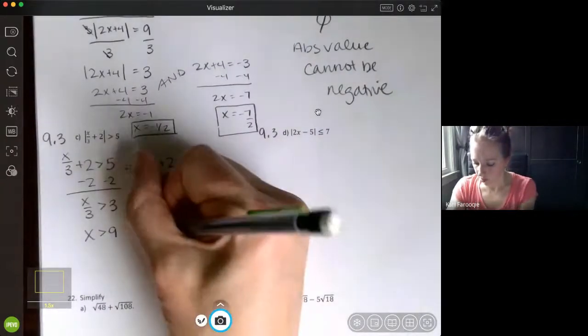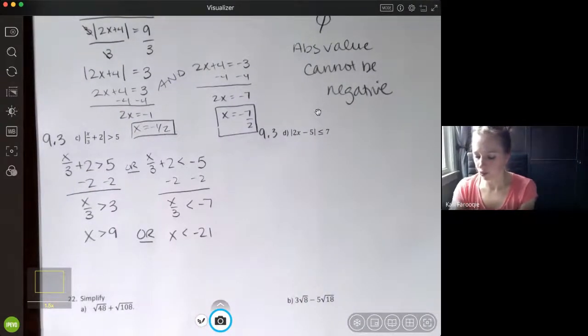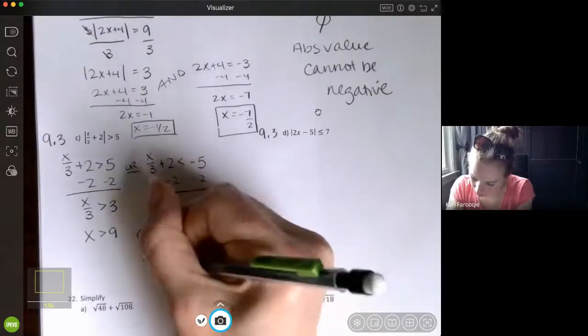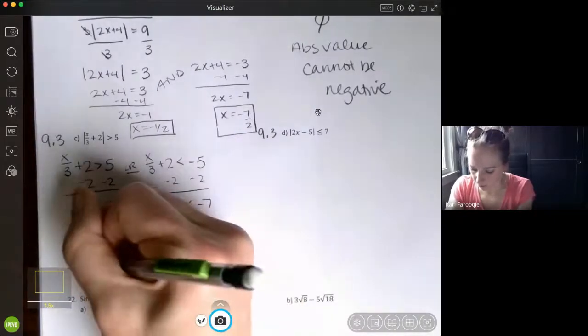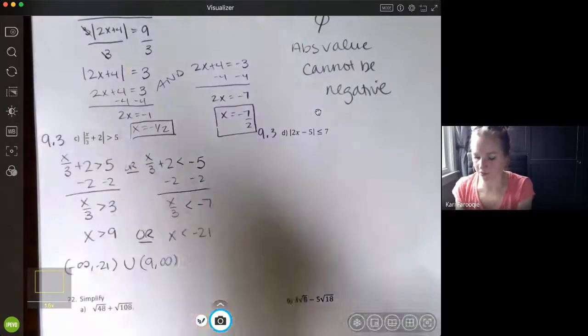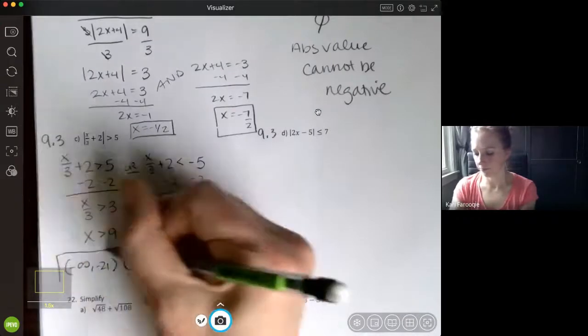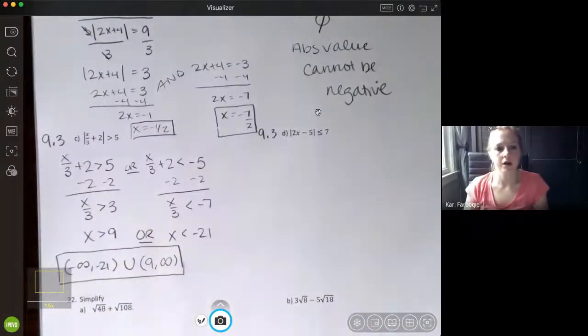And these are ORs. So if x is greater than 9 or x is less than -21, well, x is greater than 9 gives you that. X is less than -21 gives you this piece. And remember, you can always graph it if you're not sure. And you're pretty much always asked to answer in interval notation for these. Does anyone have a question on C?